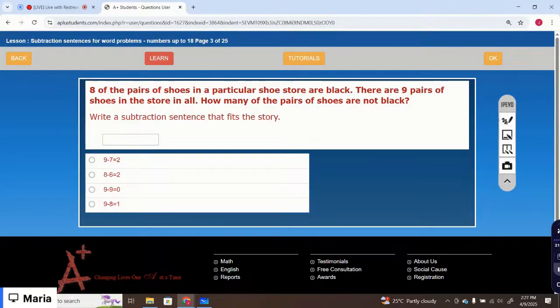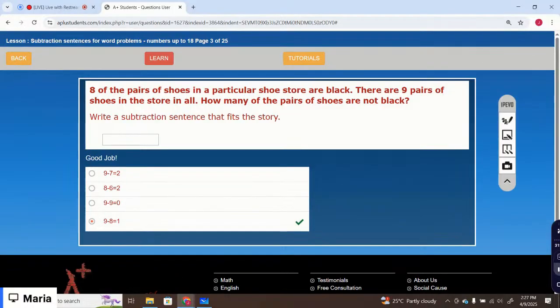That is nine take away eight is one. Option number four is the correct option. The last option is the correct option.